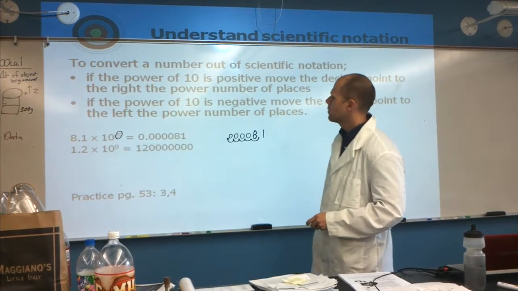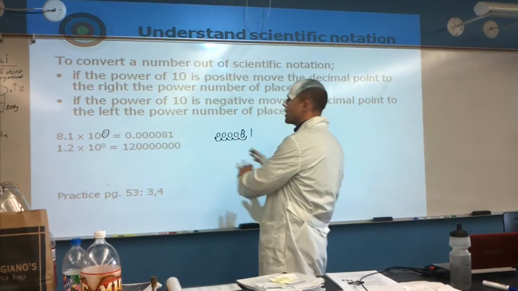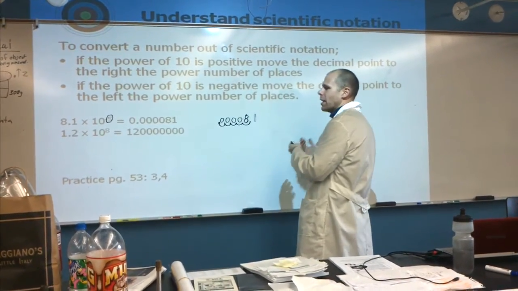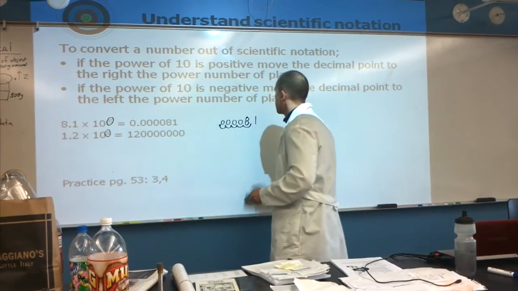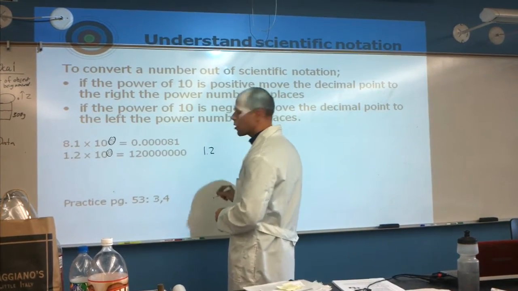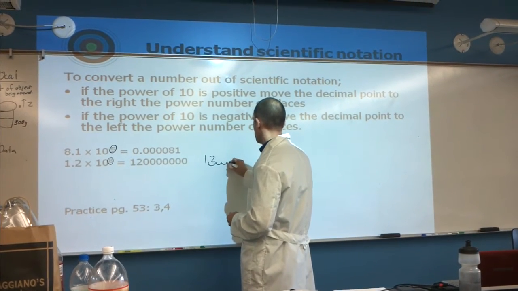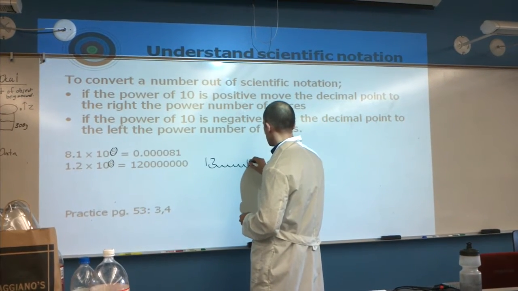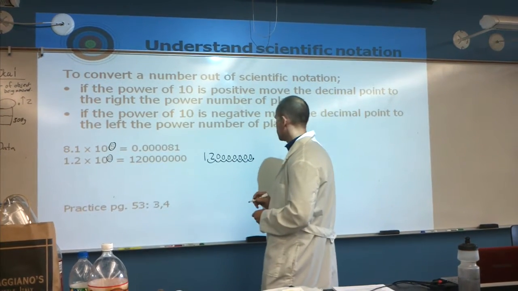Another example. 1.2 times 10 to the 8th. This time we're going the opposite way. We're moving the decimal place, instead of to the left, we're moving it now to the right, because this is a positive power of 8. So in this case, we start out with 1.2, and we're going to move the decimal point to the right 8 places. 1, 2, 3, 4, 5, 6, 7, and 8. We then fill these gaps up with zeros, and we have our new number.